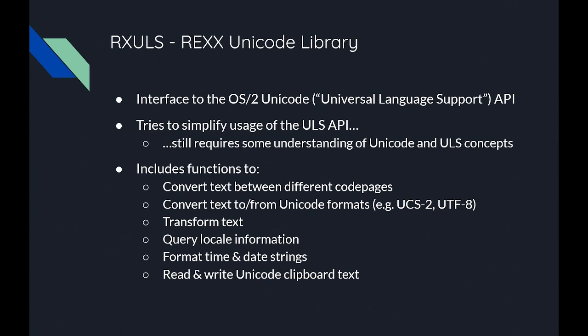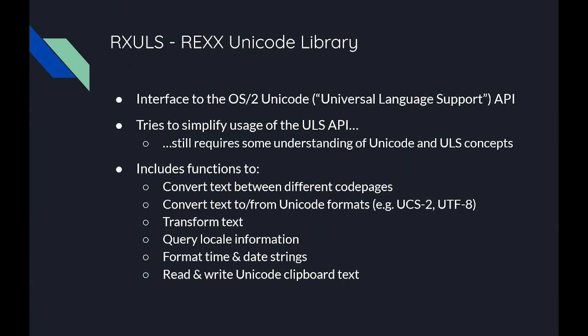Besides code pages, it can also convert text to and from different Unicode formats, because there are different Unicode formats. Unicode is a huge standard, and it includes a number of different formats for encoding text, which are not necessarily compatible with each other. So the two main ones that ULS and thus RxULS supports are UCS2, which is approximately what is now called UTF-16, and there's UTF-8, which is probably the most famous one.